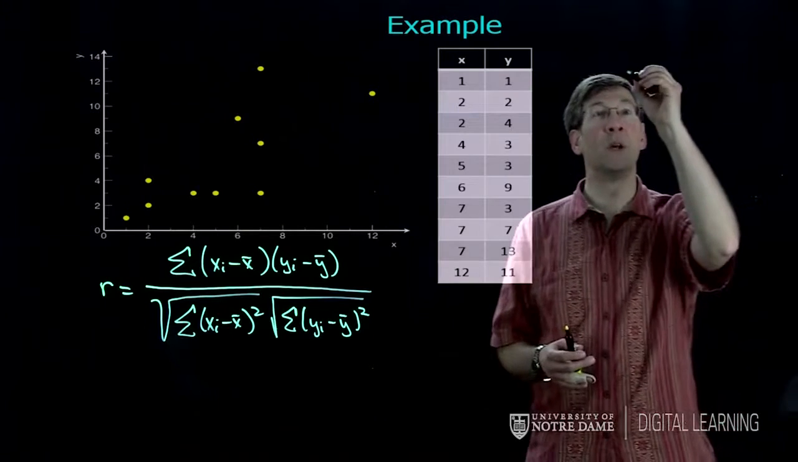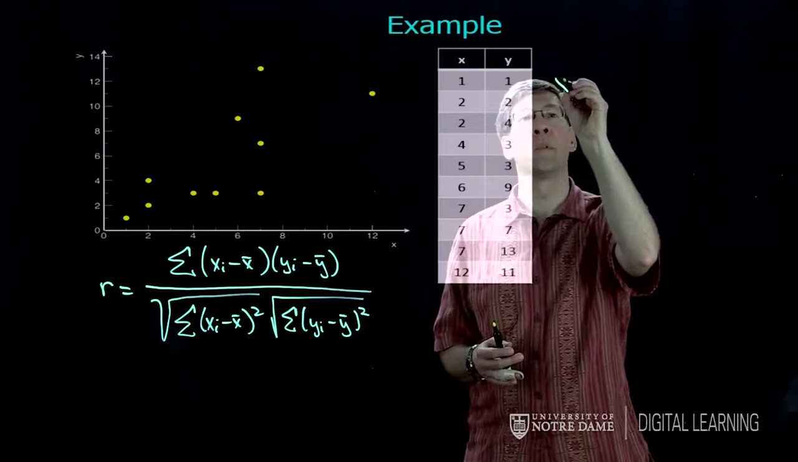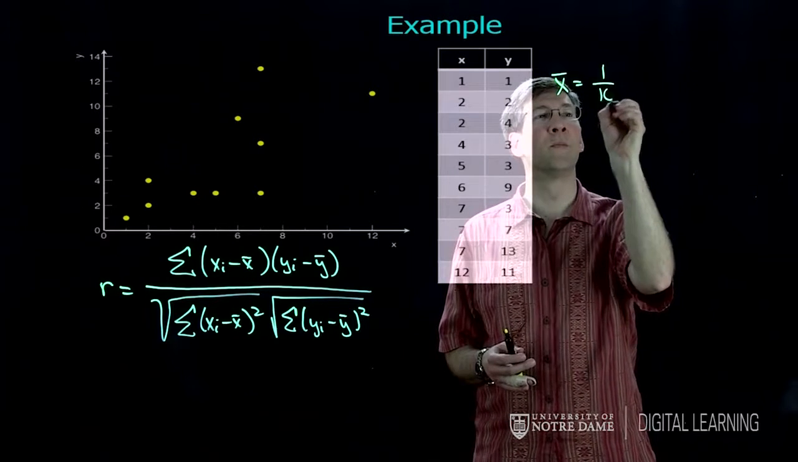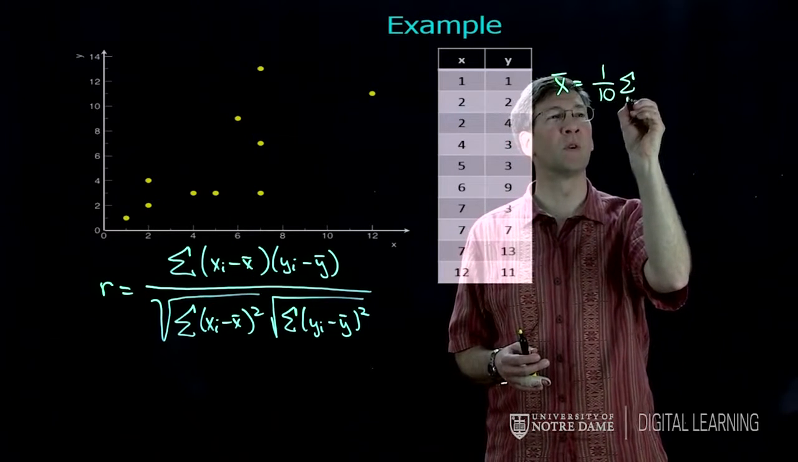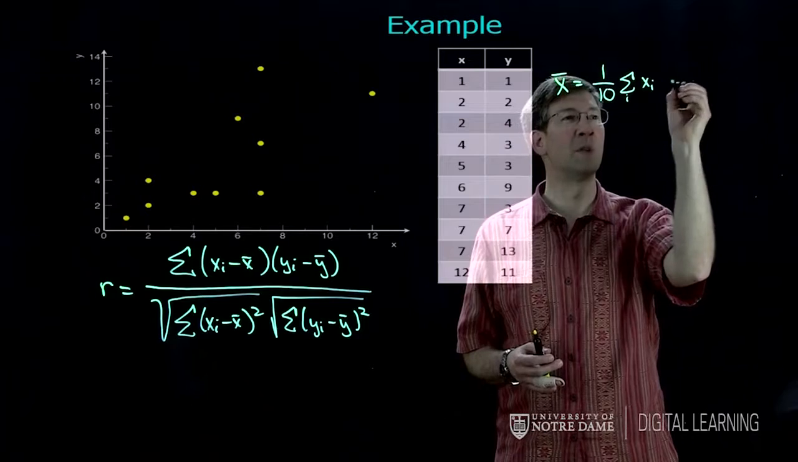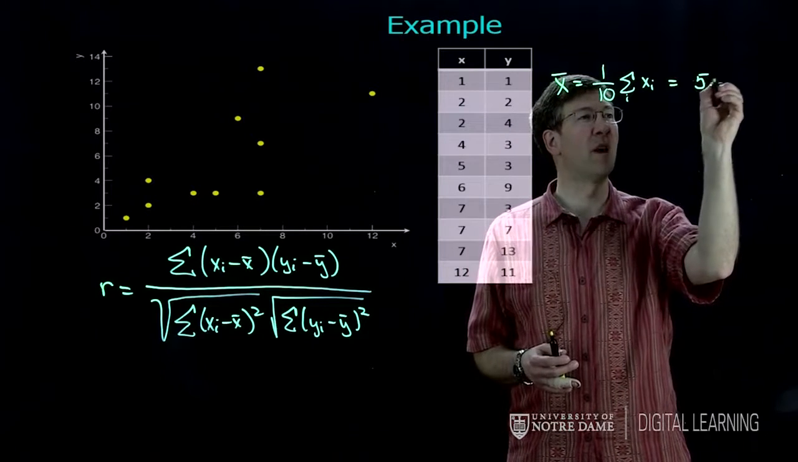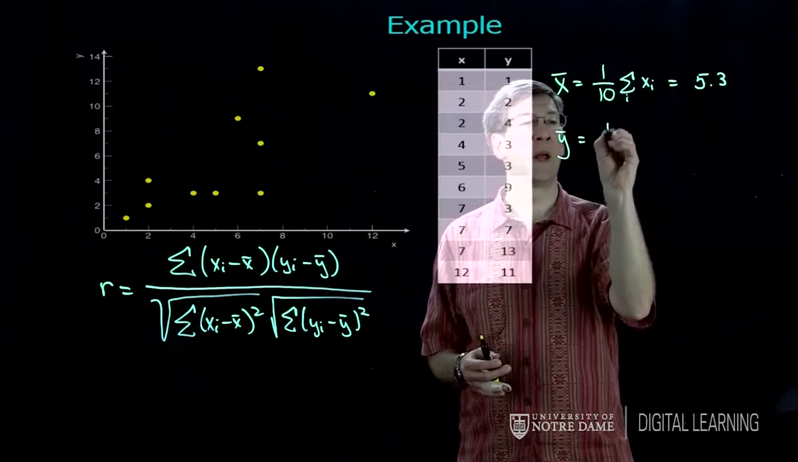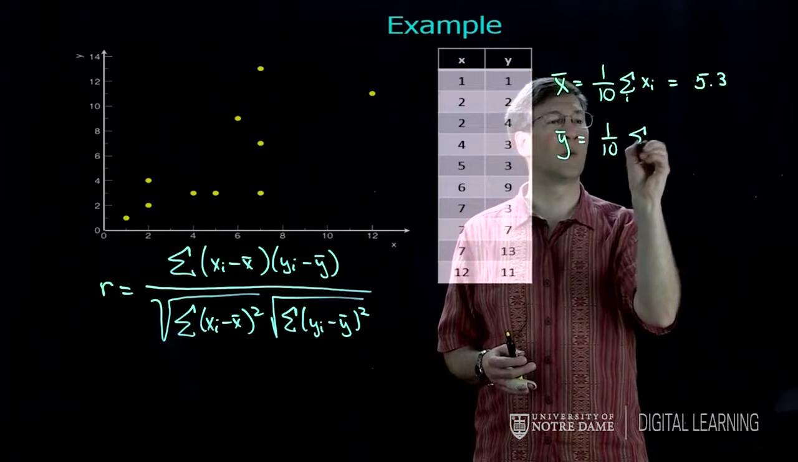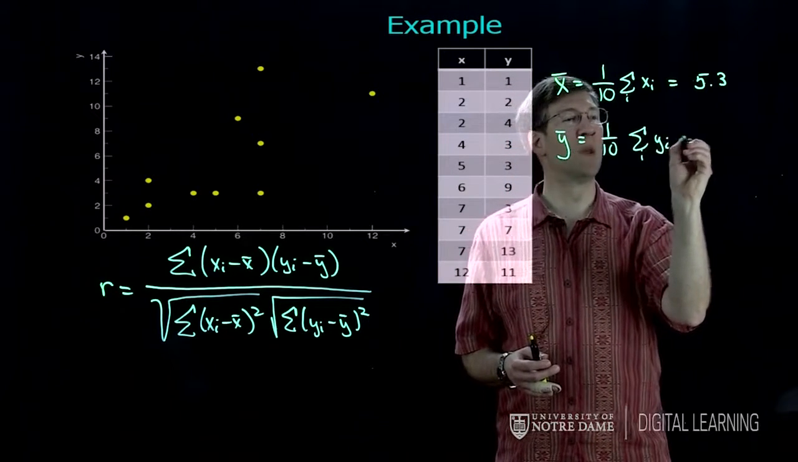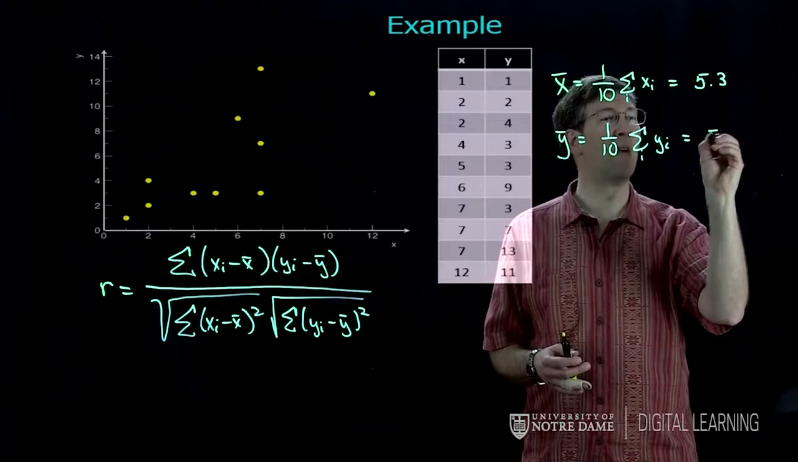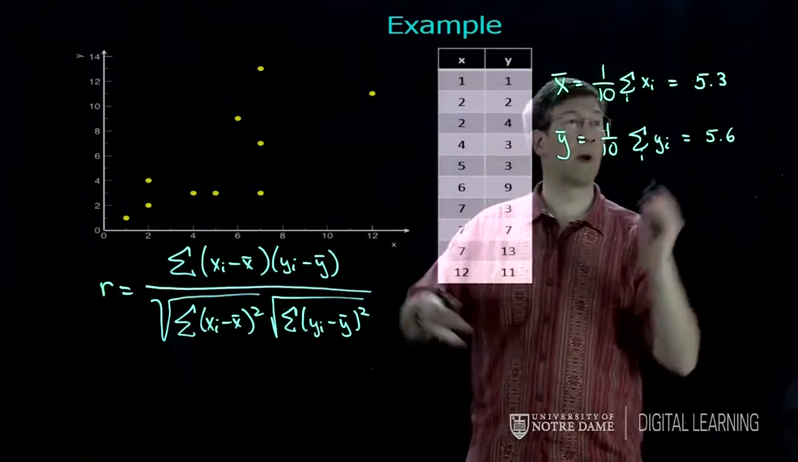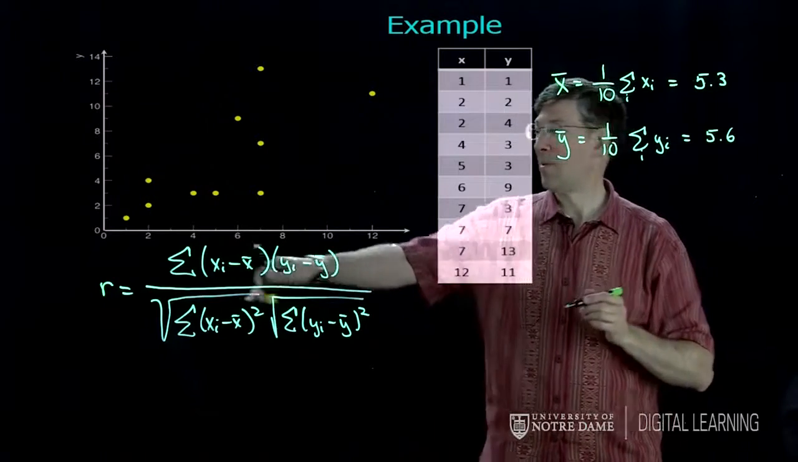So let's at least write down that we've got the mean value of x. I can write that as, I have 10 points, and so that's 1 over 10 times the sum of all the different values. And so that comes out to be 5.3. And the mean value of y, again, I have 10 points, the sum over the y values, and that comes out to be 5.6.